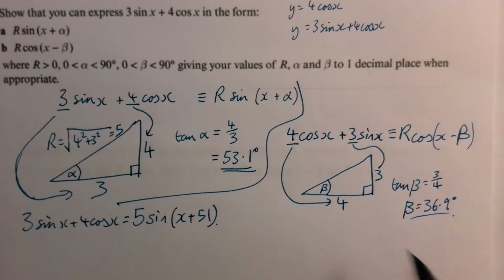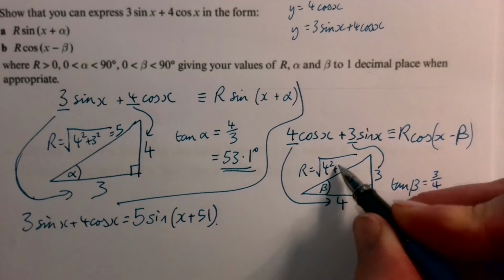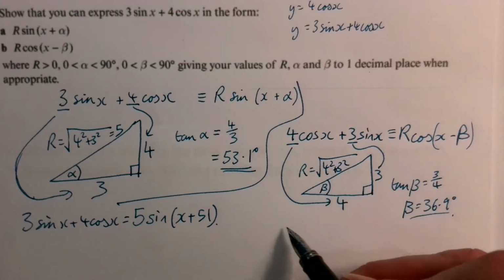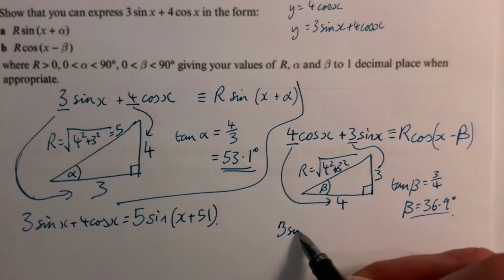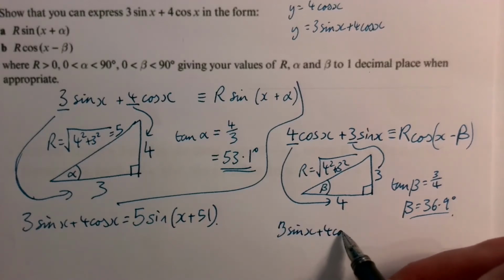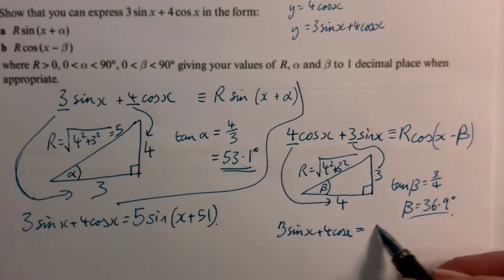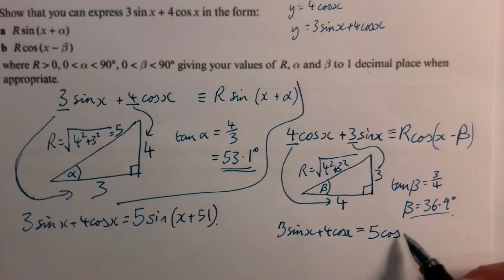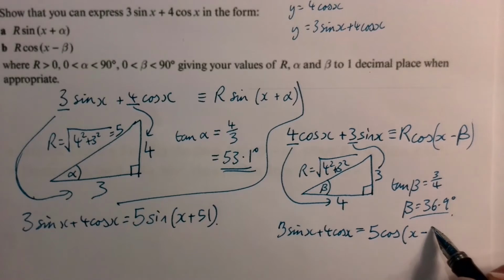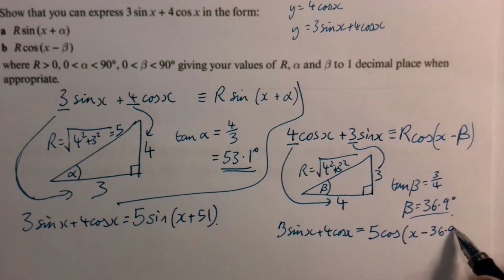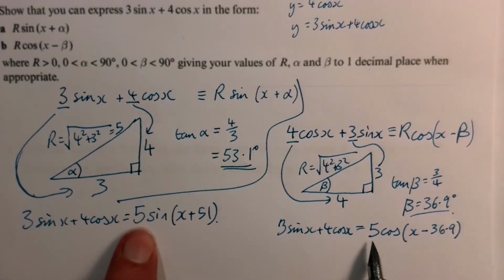And then we are still going to have the r being the root of 4 squared plus 3 squared, which is 5. So we can say that 3 sine x plus 4 cos x, if you've written it the other way around, it really doesn't matter, is equal to 5 cos(x minus 36.9). And you'll notice that we've got something pretty similar here, and that's because the magnitude of the wave is going to be the same.